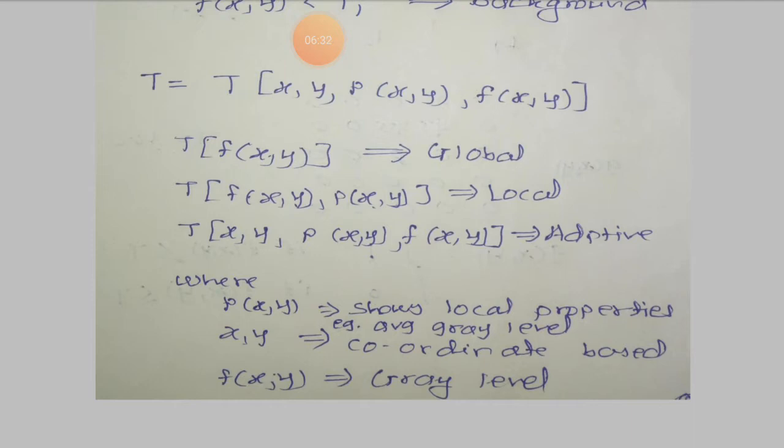But if my threshold depends on the gray level values f of x y and also on p of x y, some local value or local property, then it is called local thresholding. And if thresholding depends on the local value p of x y, the gray level value f of x y, and the coordinates x and y, then it is called adaptive thresholding.